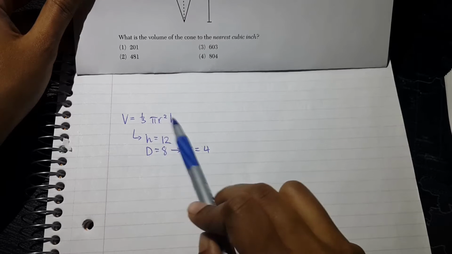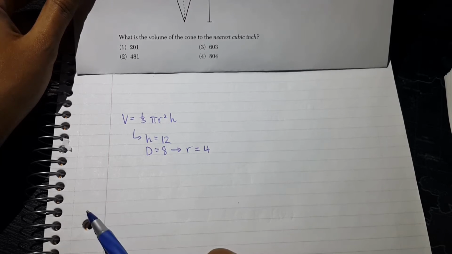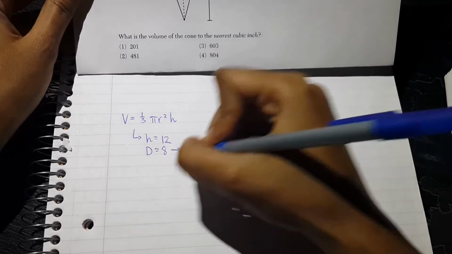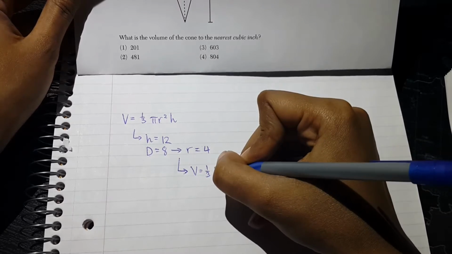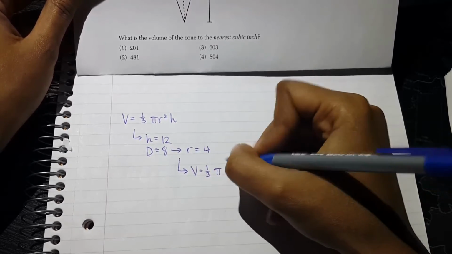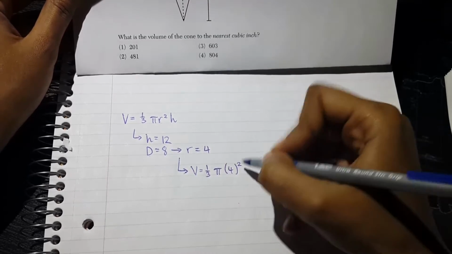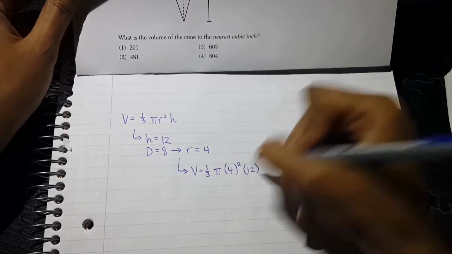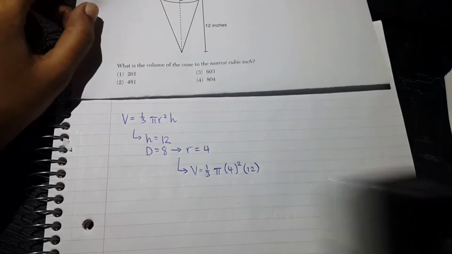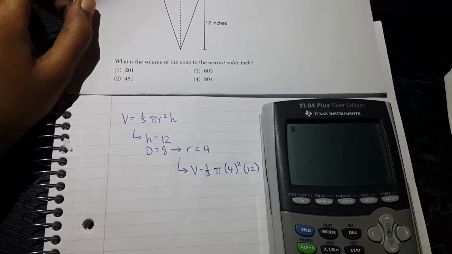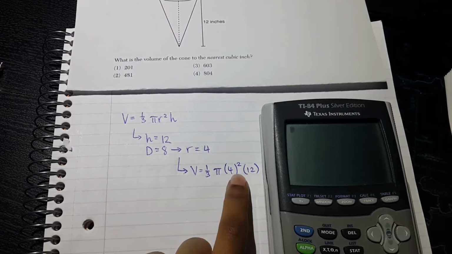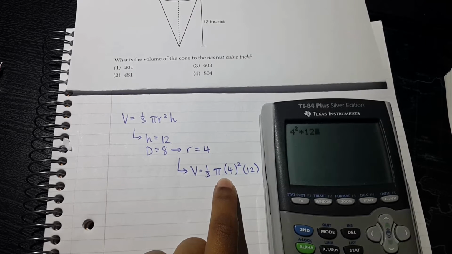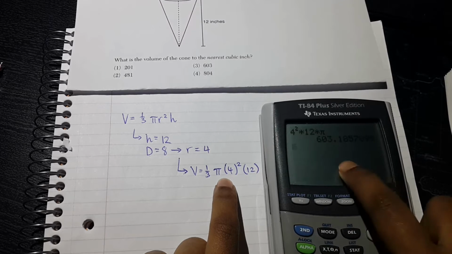Okay, so it seems like we pretty much found these two variables, and we're good to go to find the volume with this formula. So let's do a little substitution. We're going to have V equals 1/3 pi, the radius is 4, so that's 4 squared, times the height, and that's 12. Okay, so we're going to take the calculator. Let's plug in. I'm going to evaluate this first, the 4 squared times 12, and then multiply by pi. I'm going to get this value.